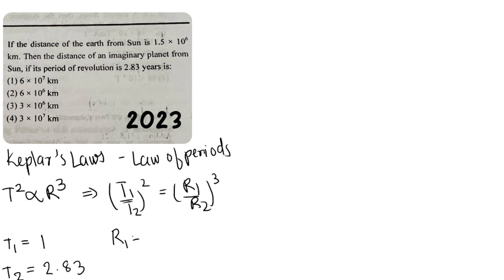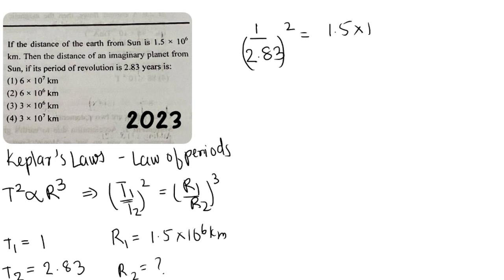Then r1 is given 1.5 into 10 raised to 6 kilometers. Then r2 we need to find out. So this implies 1 divided by 2.83 whole square equals 1.5 into 10 raised to 6 divided by r whole cube.